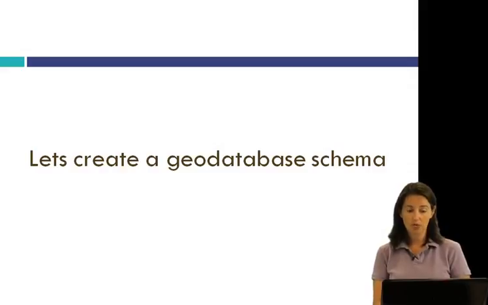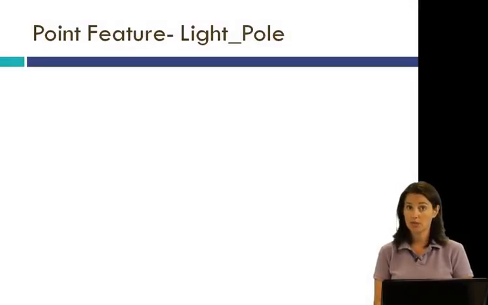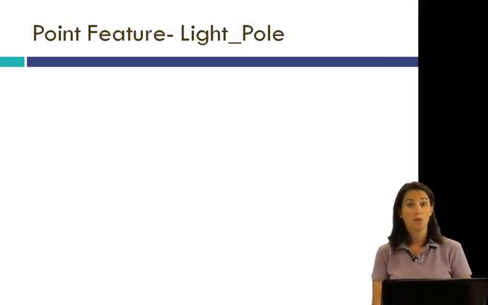Okay, we are going to create our database schema right now, our geodatabase schema. So I said we were going to create those 6 different feature classes. The first one is going to be a point feature, which is going to be a light pole. Now, what do we want to know about the light pole? What attributes do we want to have?